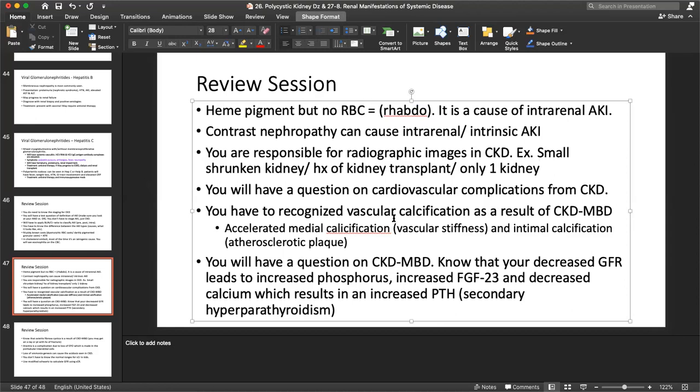Know the vascular classification as a result of CKD MVD. So like accelerated medial calcification, vascular stiffness, versus intimal calcification, that's atherosclerotic plaque. Know that if you've got a decreased GFR, it increases phosphorus and increases FGF23. Make sure you know that. Decreasing calcium results in increased PTH, which is secondary hyperparathyroidism.